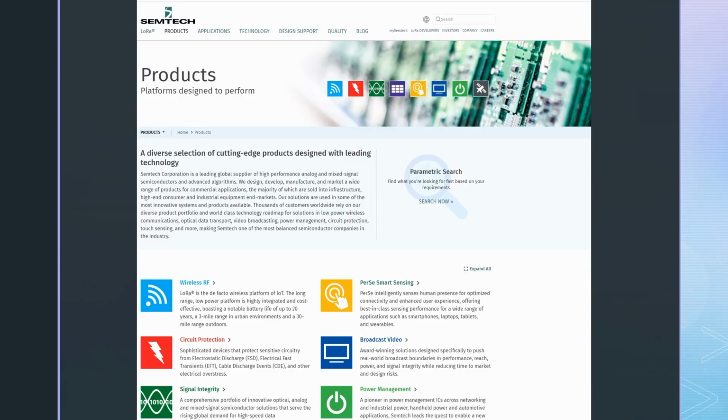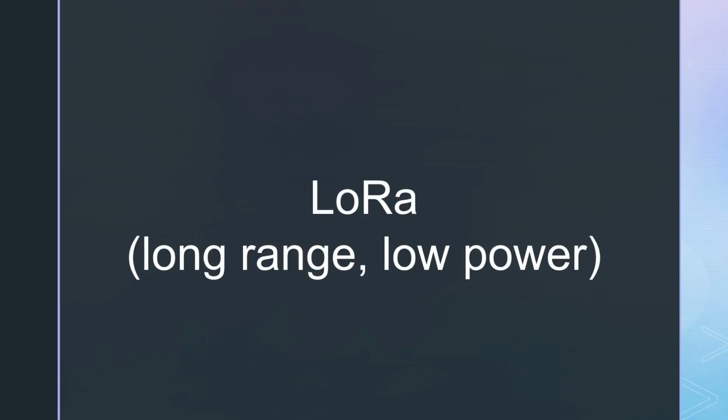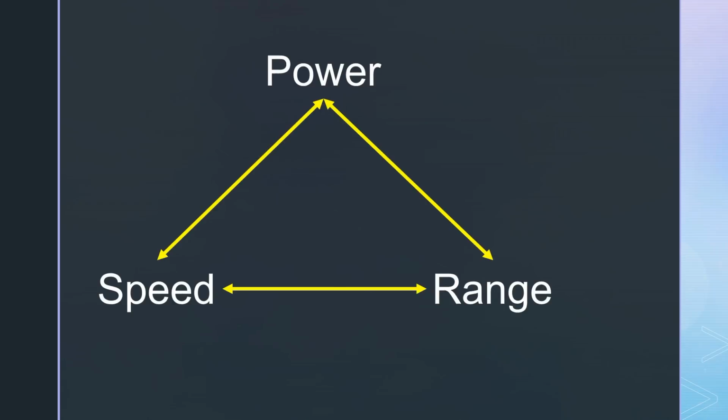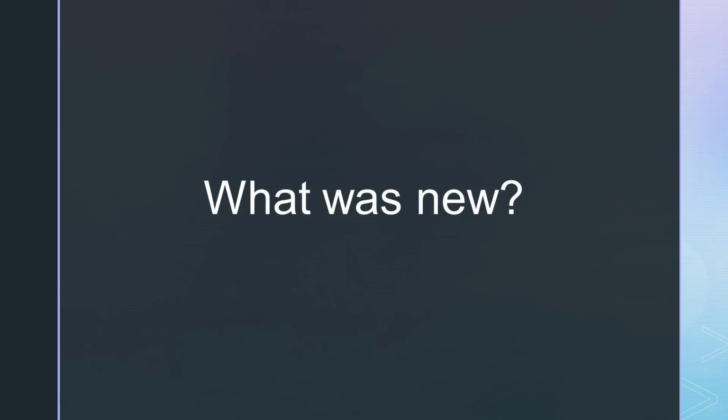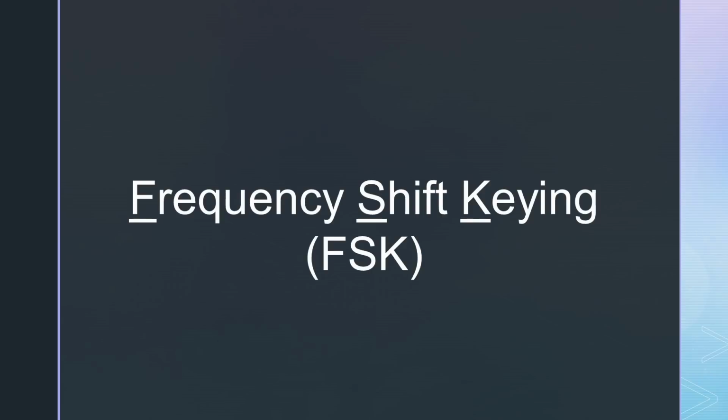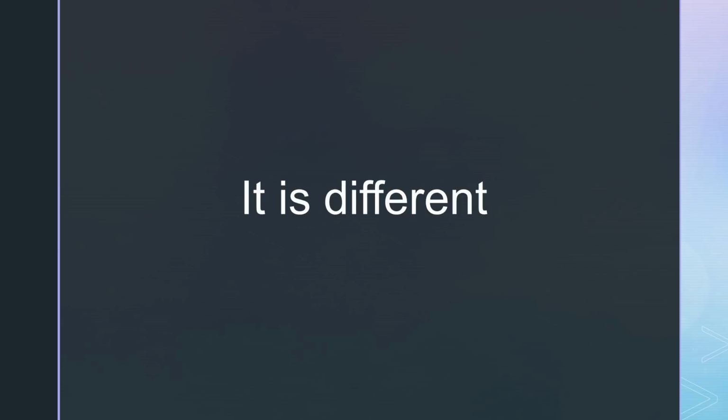A few years ago, Semtech invented and patented a new transmission protocol for low-power IoT devices. They called it LoRa, long range and low power. To reach this goal, they reduced the transmission speed. Why were they able to patent it? Low-speed frequency shift keying systems are known forever, because it is pretty different from FSK modulation.